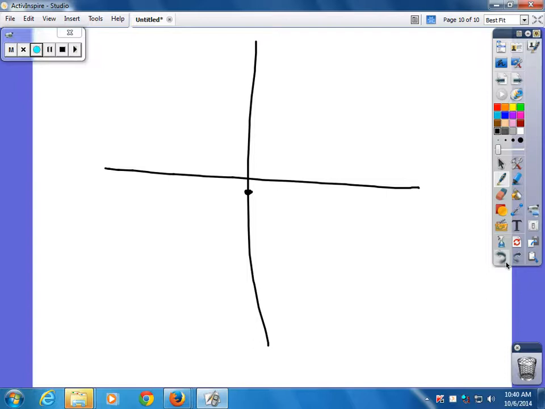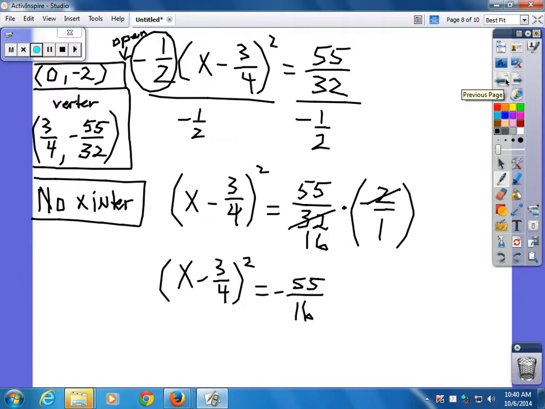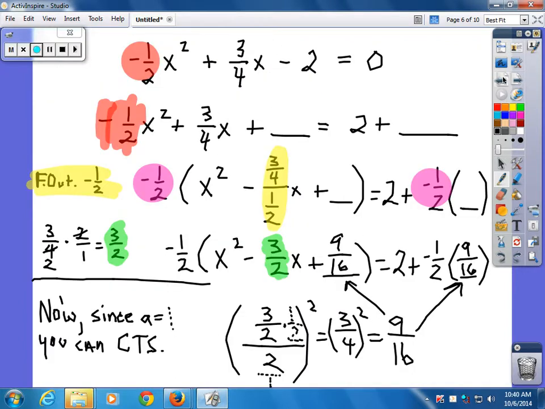Negative on both? Well, negative 55 over 32 is... No, the other one. The first one. The x. 3/4. 3/4 and negative. That's what I was asking. Positive or negative?